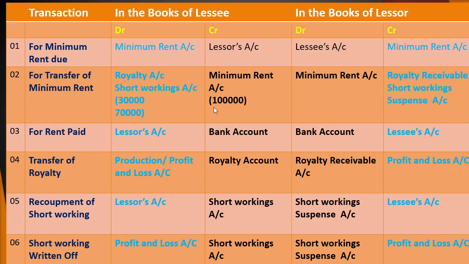And again, the direct opposite of these entries will appear in lessor's books. So royalty account debit, short workings account debit. So these two entries should get credit here. Royalty, so here royalty receivable account. So instead of considering it again as royalty, here we are going to consider royalty receivables account.